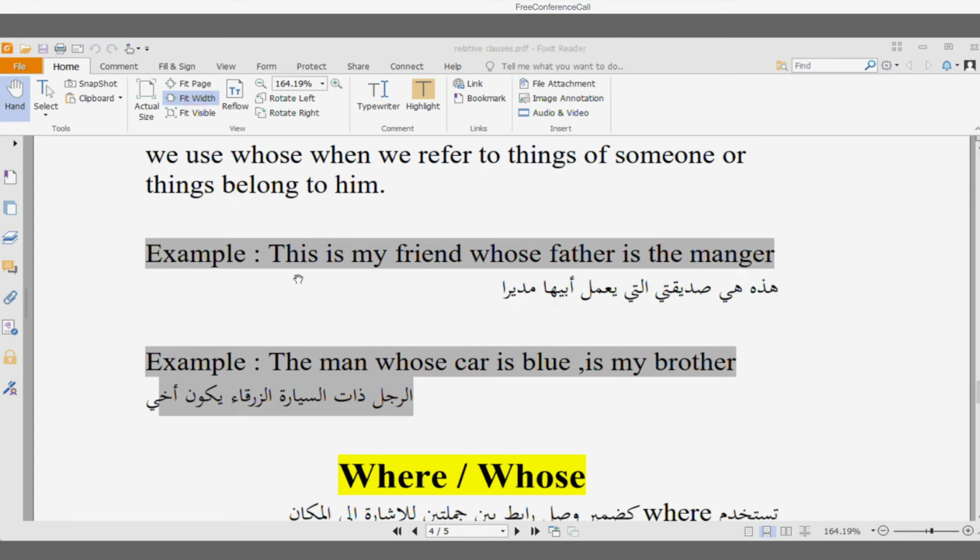So for example, this is my friend whose father is the manager. So this is my friend, relative clause, whose father is the manager. هذه صديقي أو صديقتي whose father والتي والدها يعمل مديرا.